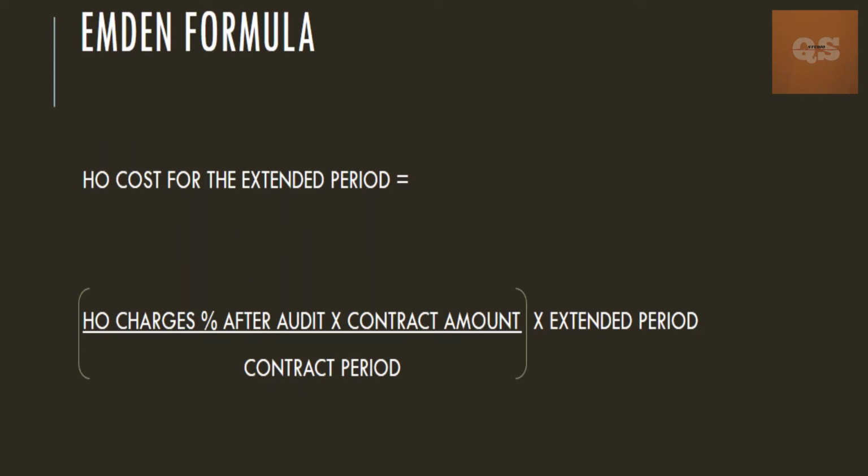Next is the Emden formula. This formula can be used when the percentage of the head office charges has not been mentioned anywhere in the contract, or if the client tells you that they need to know the exact head office amount that has been incurred for this particular project. Basically this formula can be used if a dedicated team is working in your head office for this particular project, or when your company doesn't have many projects and is exclusively working on this project.